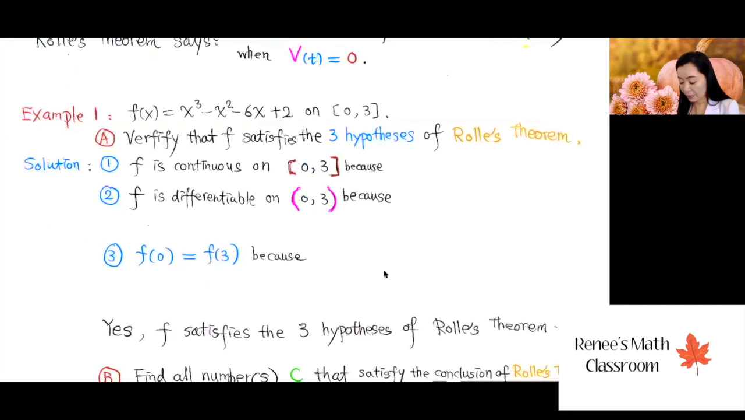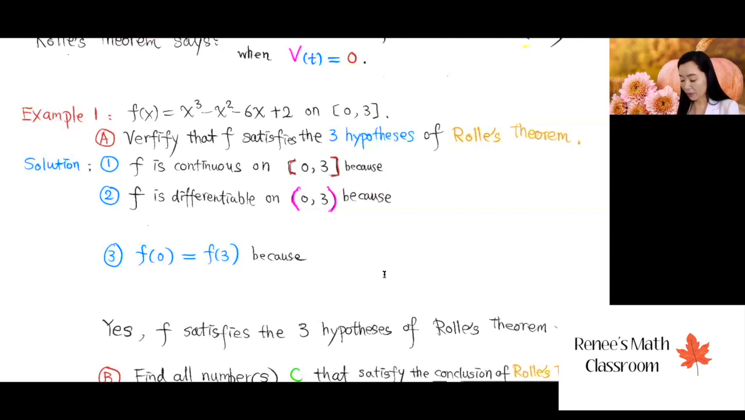Now here's another example. So we are given this polynomial function. This is a cubic function, okay, on this closed interval 0 to 3. Let's verify that this function satisfies the three hypotheses of Rolle's theorem. So what are the three hypotheses? Right? It is the function has to be continuous on this closed interval. Number 2, the function has to be differentiable on that open interval. Number 3, at the two ends, they are at the same level. f of 0 equal to f of 3. Okay, so let's check these three hypotheses, see if this function here satisfies.